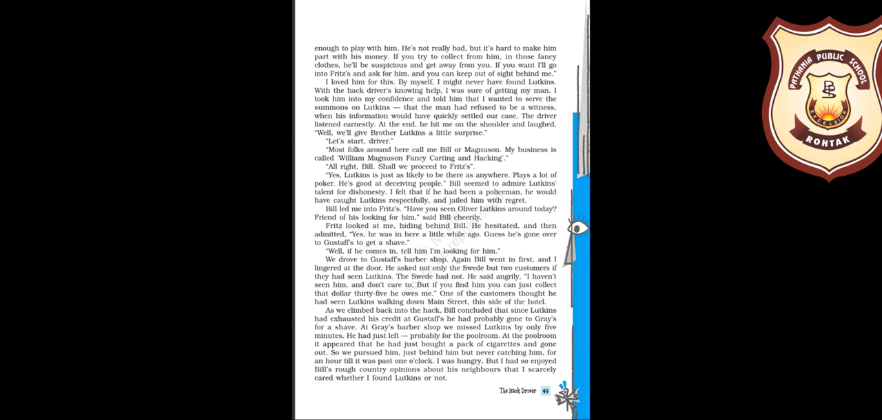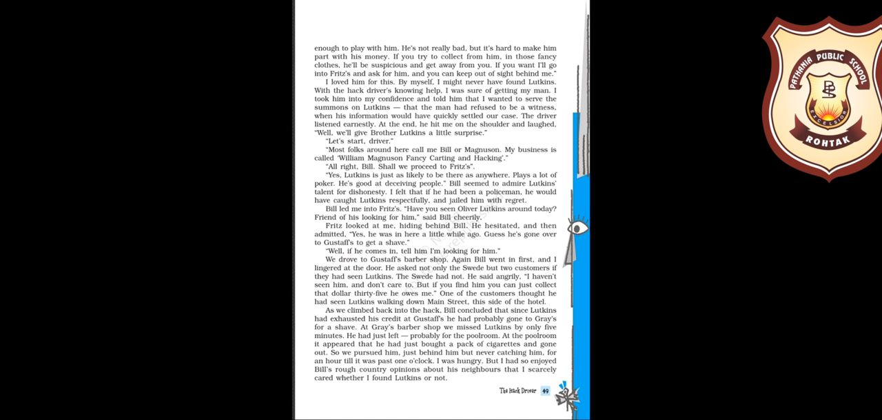I took him into my confidence. So, this is really a satire. I took him into my confidence and told him that I wanted to serve the summons to Lutkins. Rather, he was under his influence from the start. So, he told him he was here from a law firm to serve summons to Oliver Lutkins, that the man had refused to be a witness when his information would have quickly settled our case.